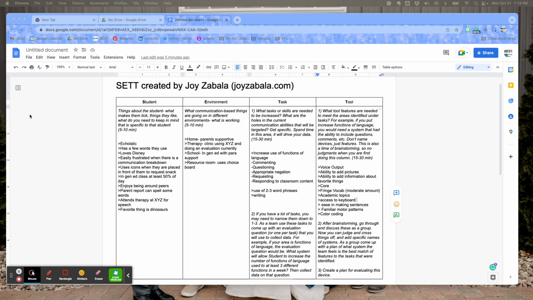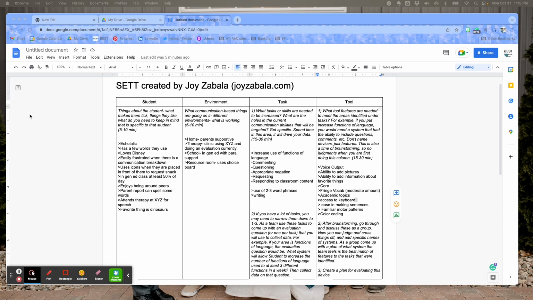The student's echolalic. They have a few words that they do use. They love Disney. They're easily frustrated when communication breaks down. They use icons to make snack requests. They're in the class 50% of the time in gen ed. So I just listed those things. Again, they're not really strengths or weaknesses. They're just things to remember about the student.